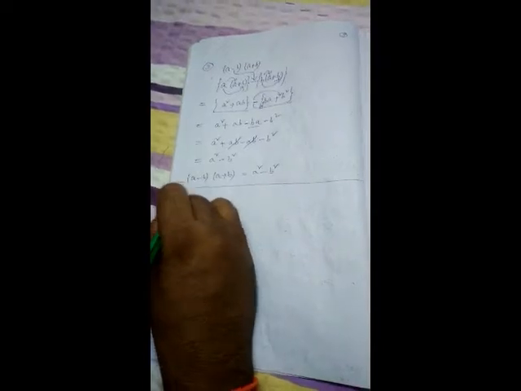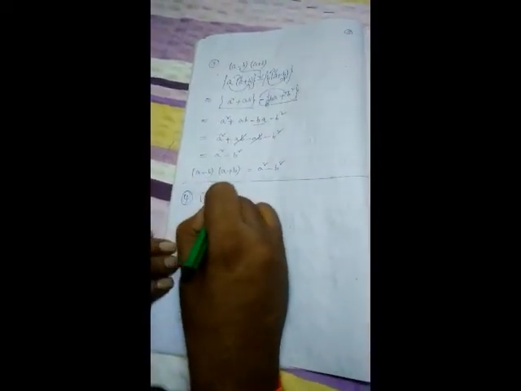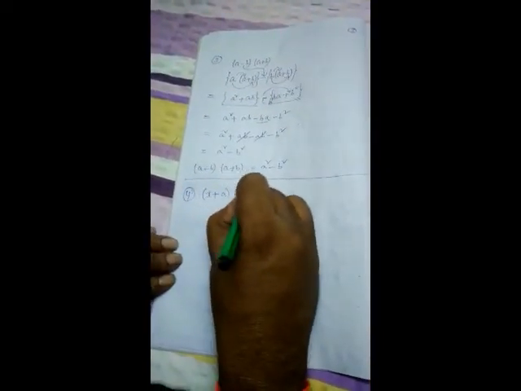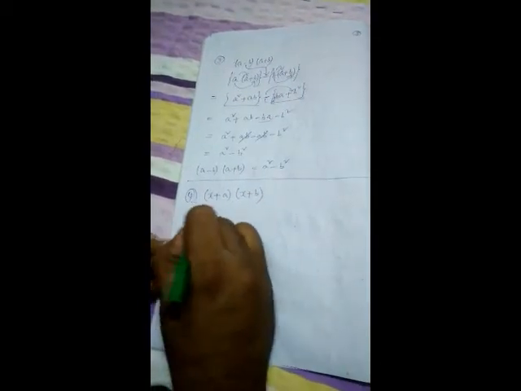The fourth one, (x + a) into (x + b). This is also one more special product. How to write?